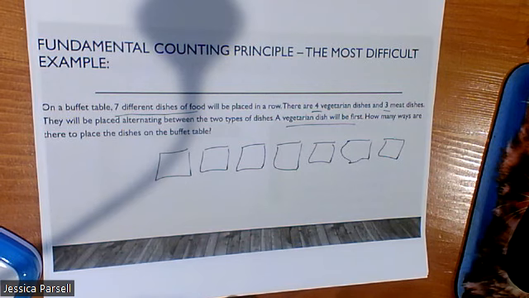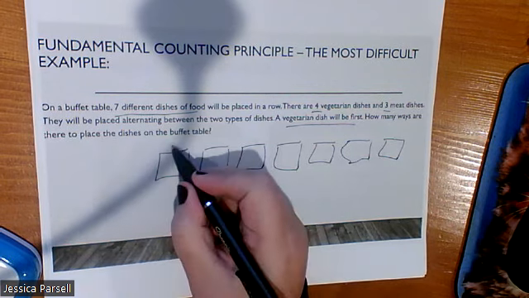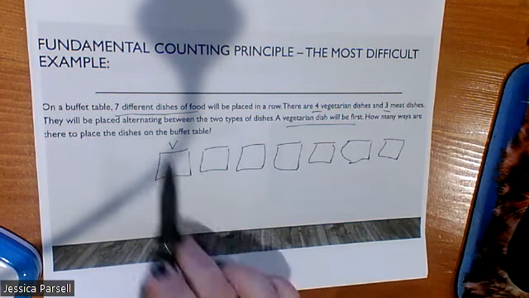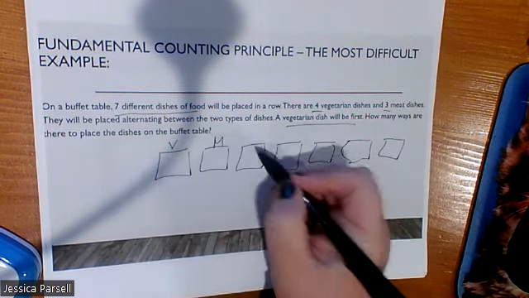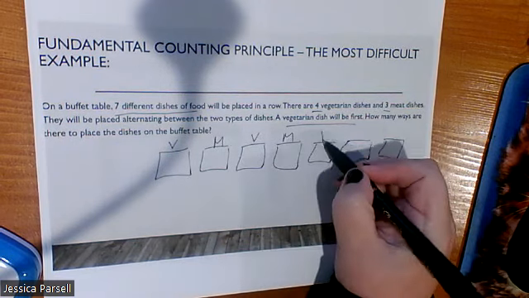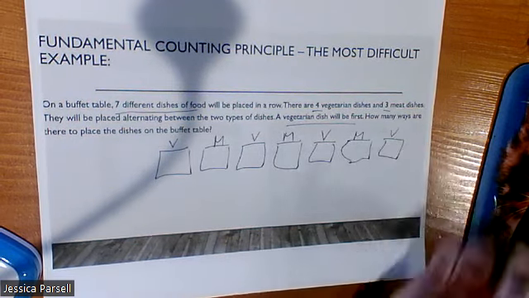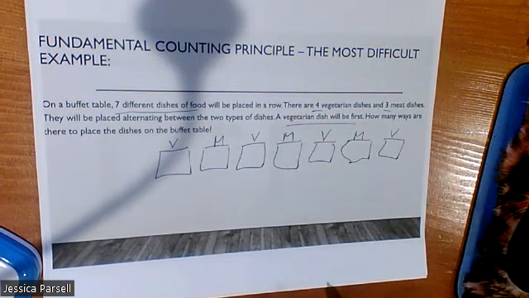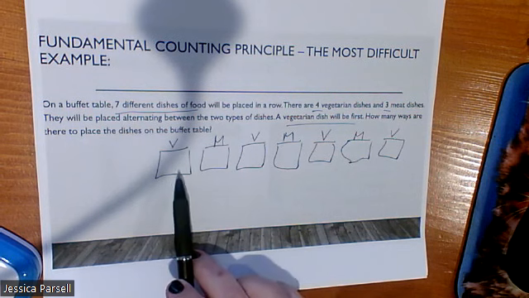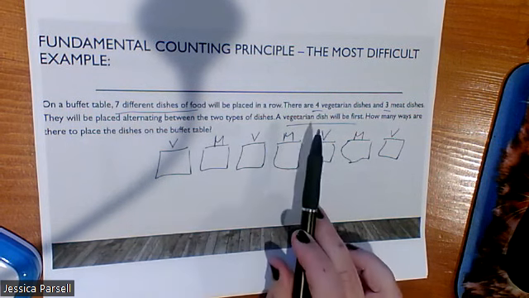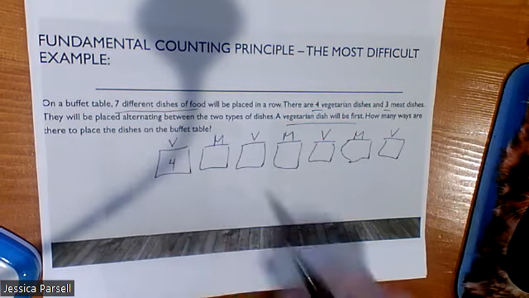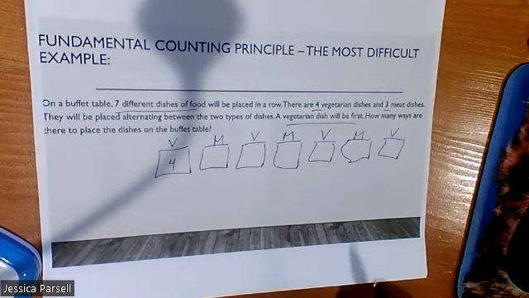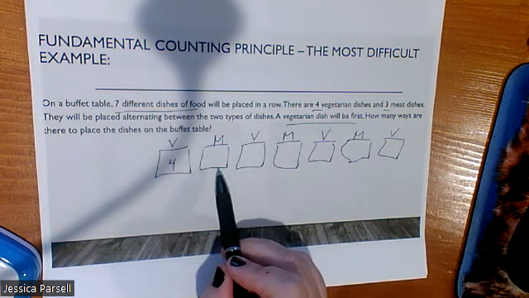Okay, if you're back, I wrote this first dish has to be a vegetarian, and then they have to alternate. So then this has to be a meat, then a vegetarian, then a meat, a vegetarian, then a meat, and a vegetarian. Okay, so let's think about this. We'll start off with the vegetarian. There's 4 vegetarian dishes we can choose from. So we're going to start with 4. Then we have 3 meat dishes we could choose from here.